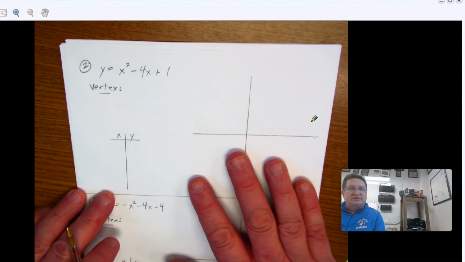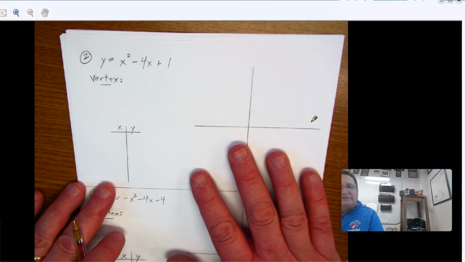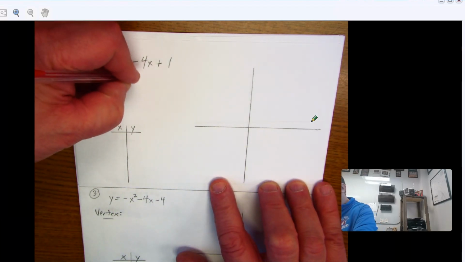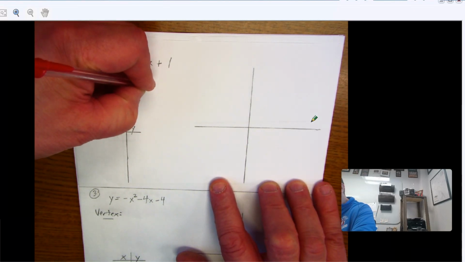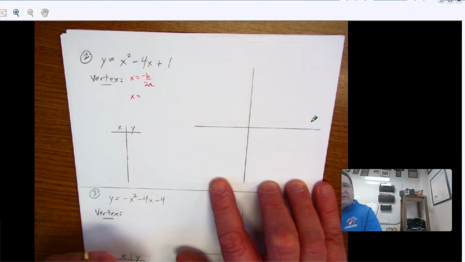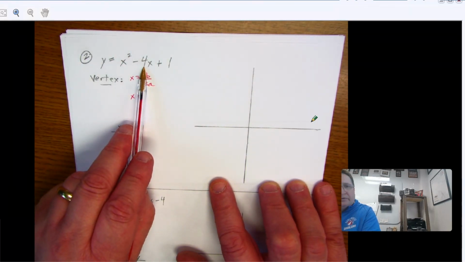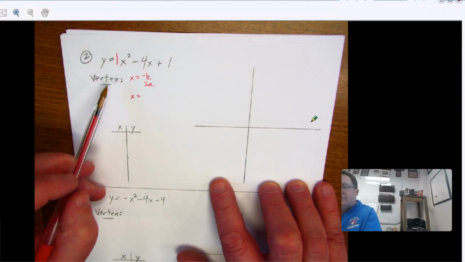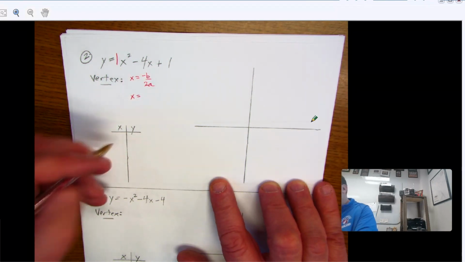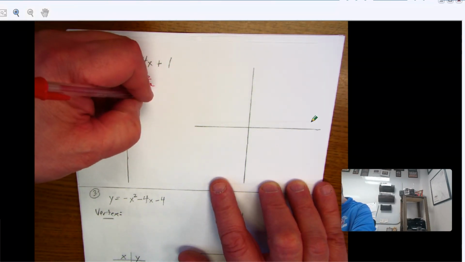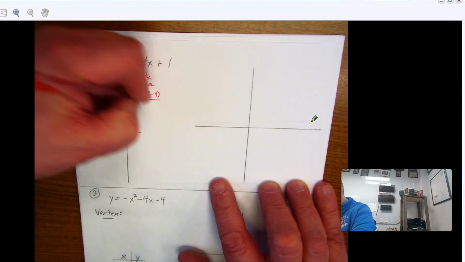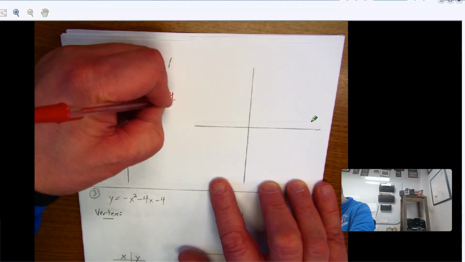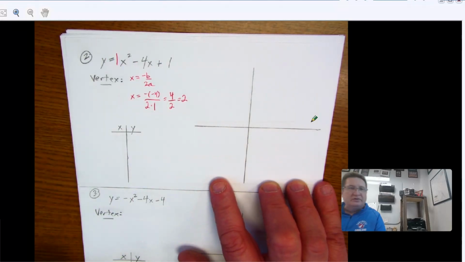So on this one, we have y equals x squared minus 4x plus 1. Again, we want to find the vertex. That's x equals the opposite of b over 2a. In this case, b is -4 and a is 1. You could always put this 1 right in front of the x squared if you wanted to. So the opposite of b would be the opposite of -4. And then a, of course, we said was 1. And so this is 4 divided by 2, or 2. All right.